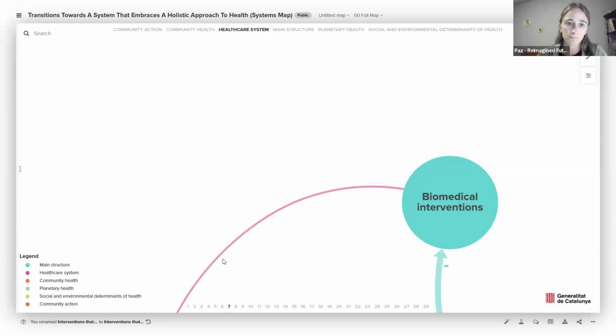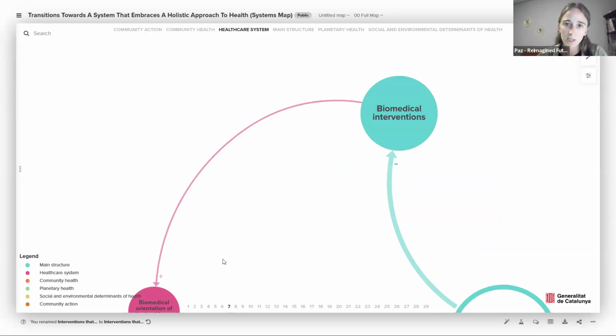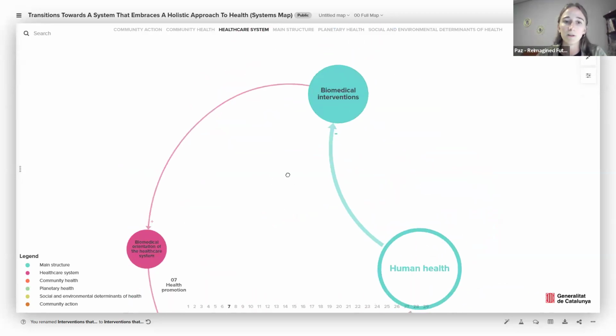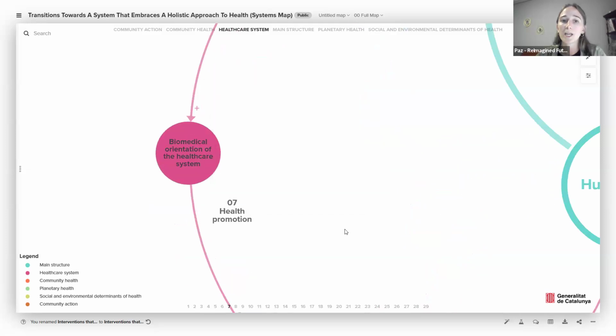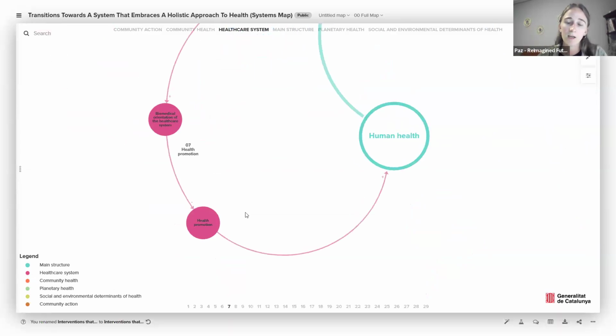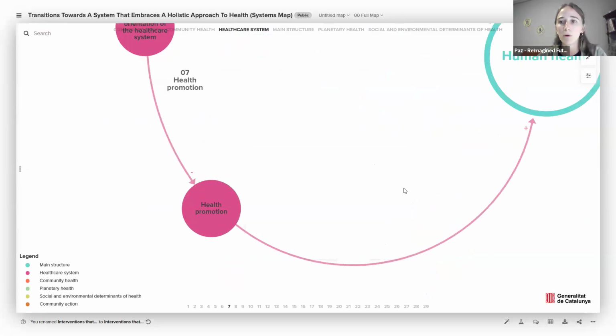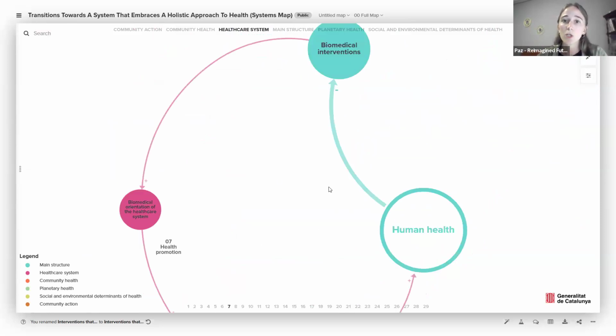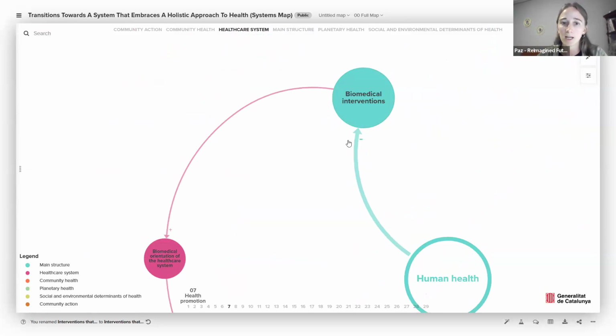Then loop 7, for example, tells us the story of how these biomedical interventions that reinforce a biomedical orientation of the healthcare system tend to focus its resources on treating diseases that have already manifested, while allocating fewer resources to health promotion. And this lack of focus on health promotion perpetuates the health issues, so it reinforces the need for biomedical intervention.